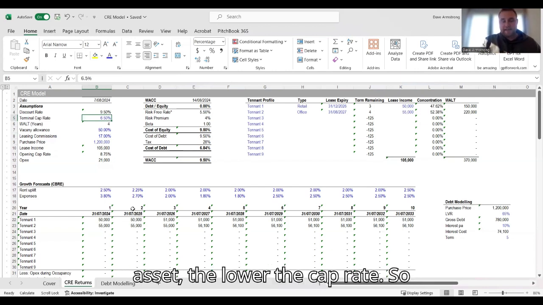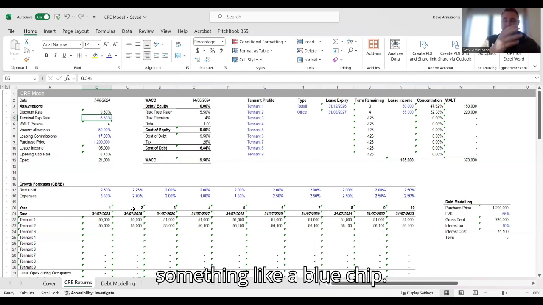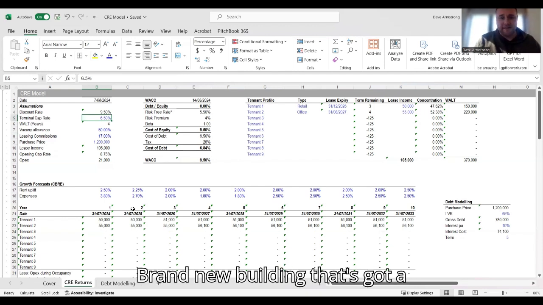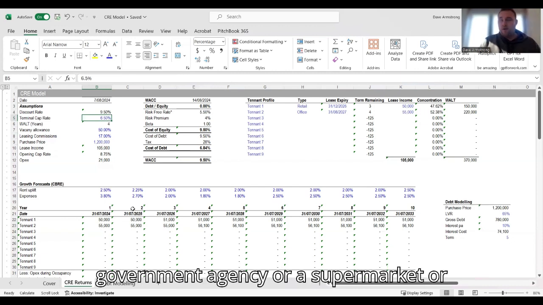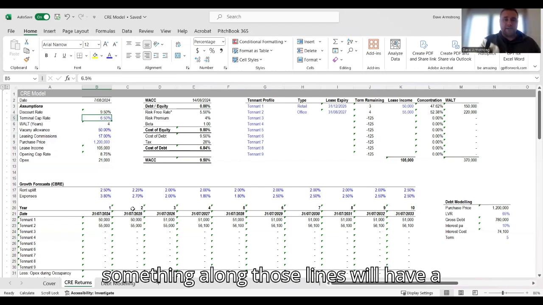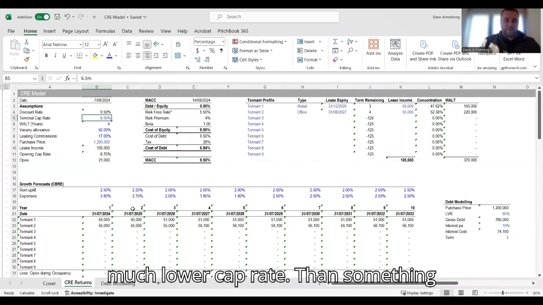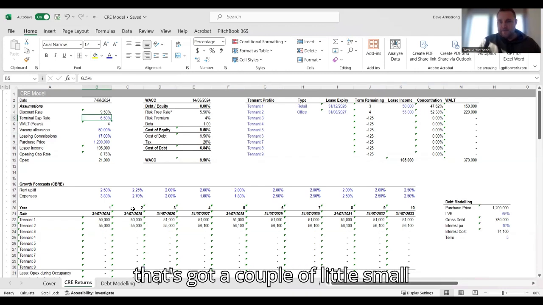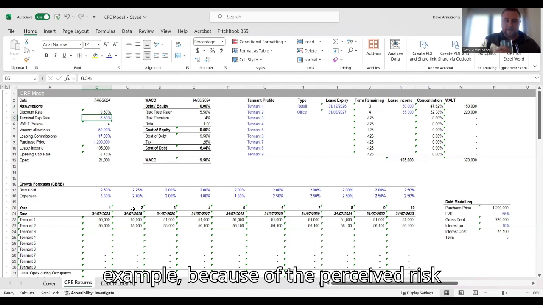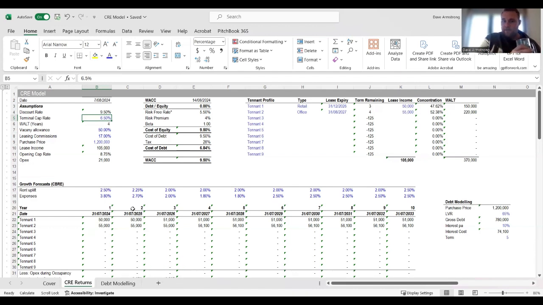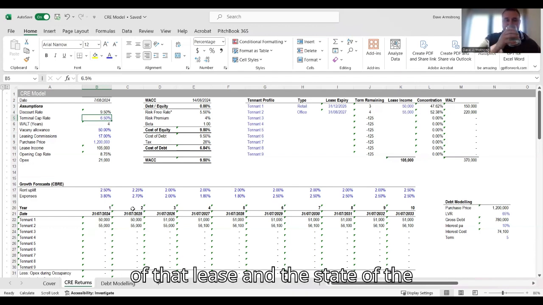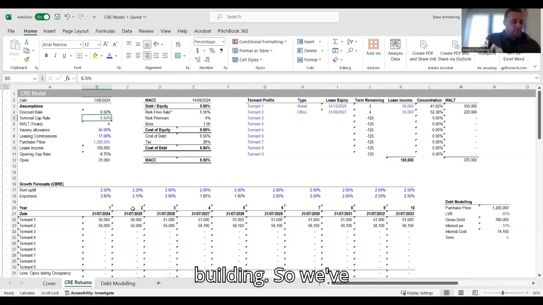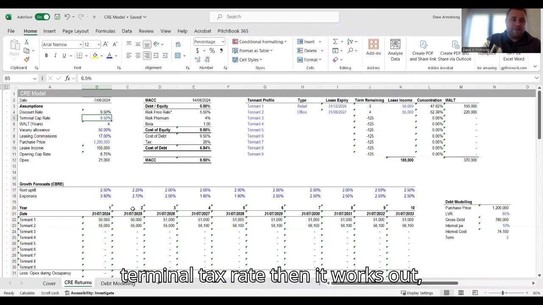Obviously the better the asset, the lower the cap rate. Something like a blue chip brand new building that's got a government agency or a supermarket or something along those lines will have a much lower cap rate than something that's got a couple of little small businesses working out of it, because of the perceived risk of that lease and the state of the building. So we've gone 6.5 as the terminal cap rate.